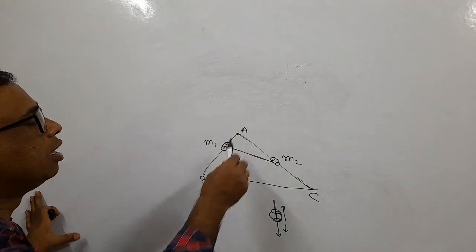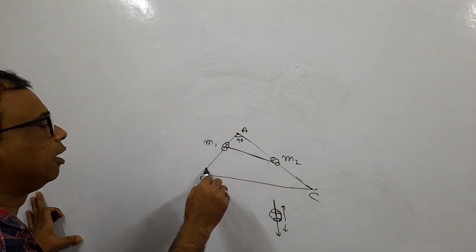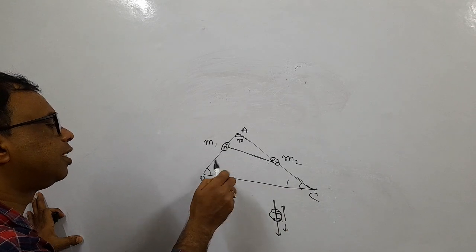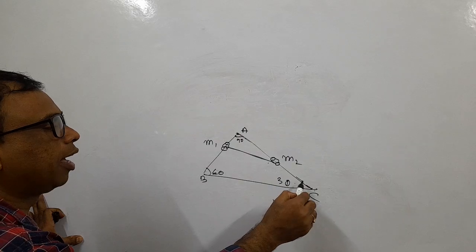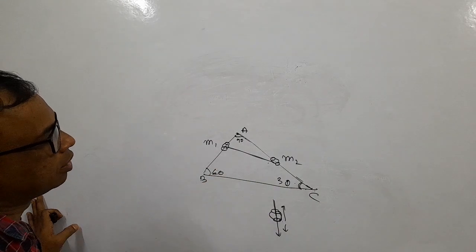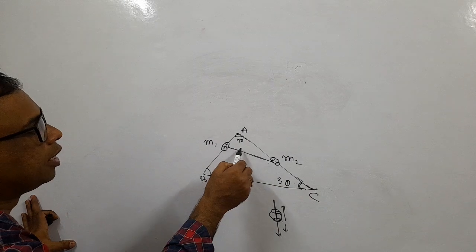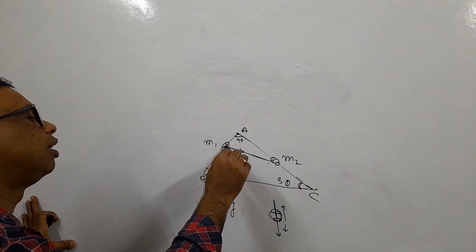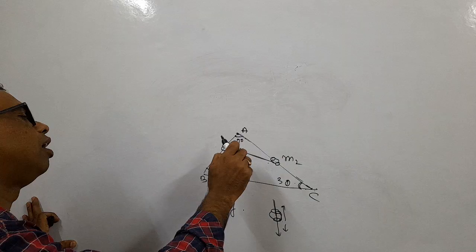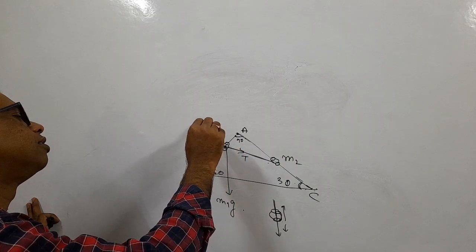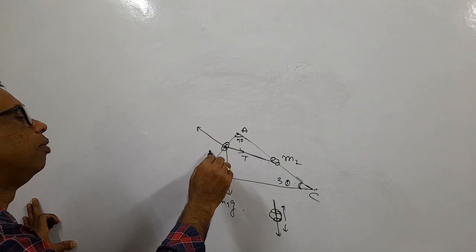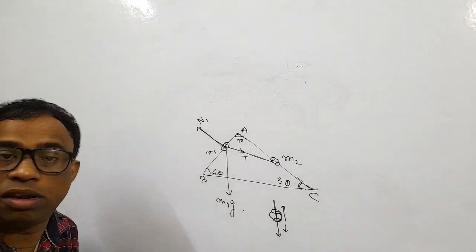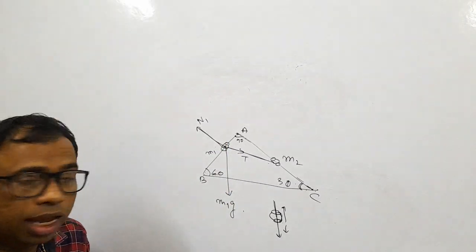ABC is a triangle. Suppose this is 90 degrees, and this is alpha and this is beta. Or suppose it is 60 degrees or 30 degrees. So there are three forces present. First, tension. Second, M1G. And third, normal reaction, N1. So three forces are present: tension, M1G and N1.